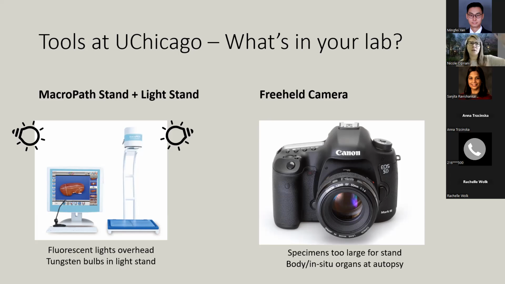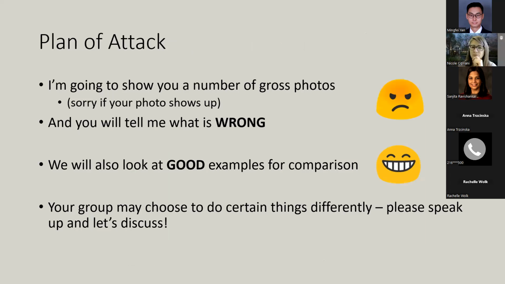In our lab we have overhead fluorescent lights, but we also have tungsten bulbs angled downward on either side at the specimen. We'll talk a little bit about lighting later, but those are the setups we have: the overhead fluorescent lights and the tungsten bulbs.